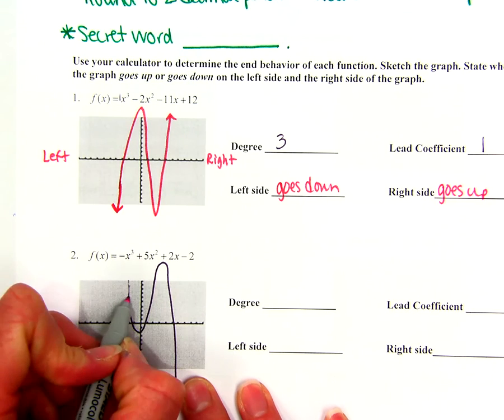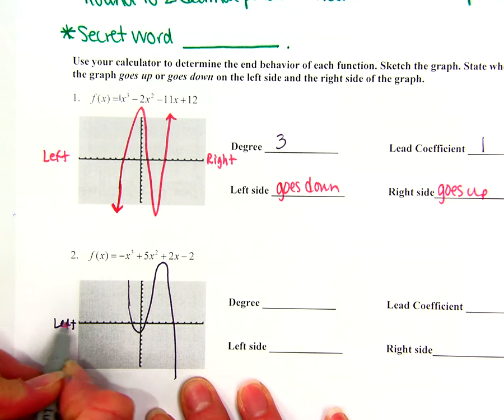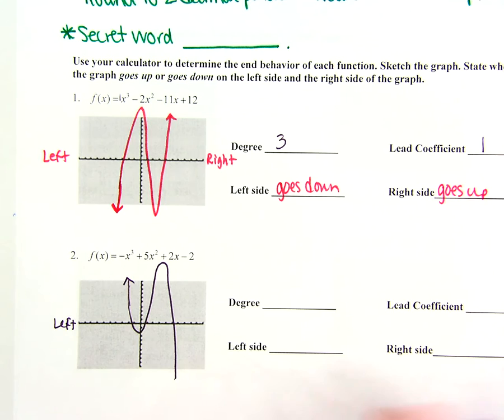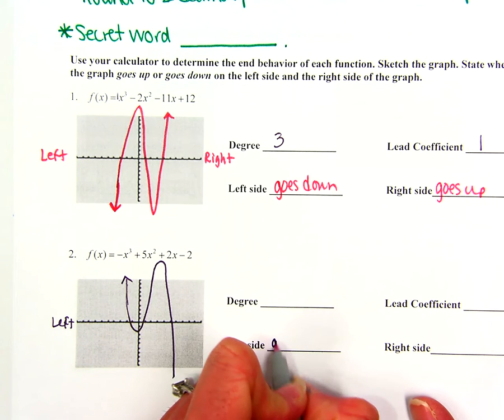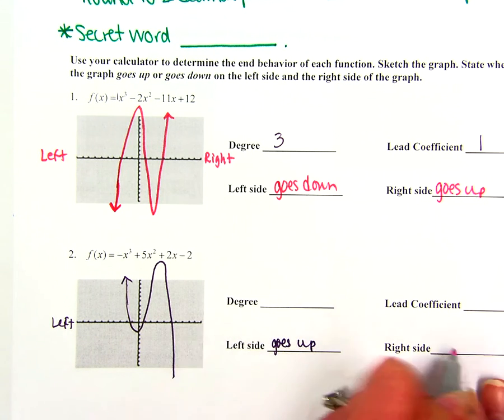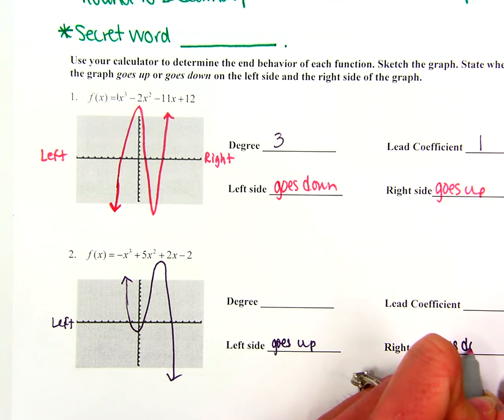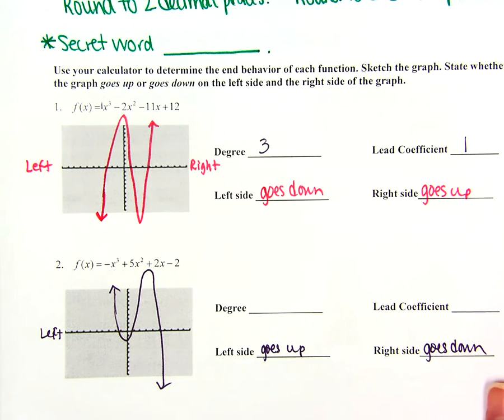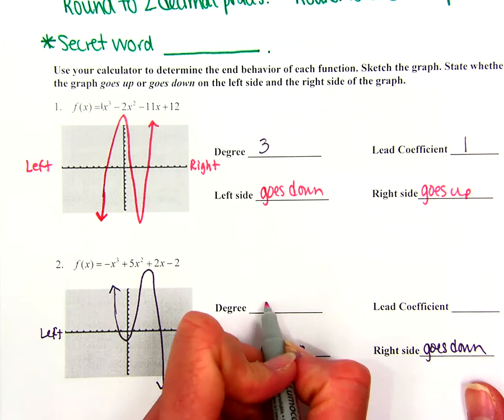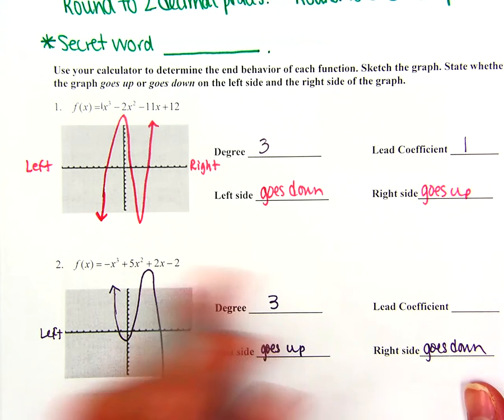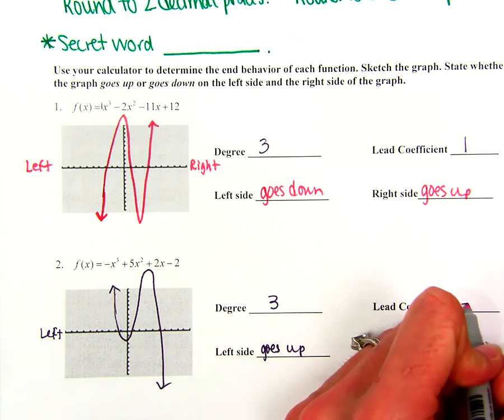So now it's asking you what happens on the left side. Well, the arrow would point all the way up, so it would go up. On my right side, the arrow points down, so it goes down. All right, so let's go back and look. What's the degree of this? It's a cubic again, right? It's a third degree, and my lead coefficient this time is a negative 1.